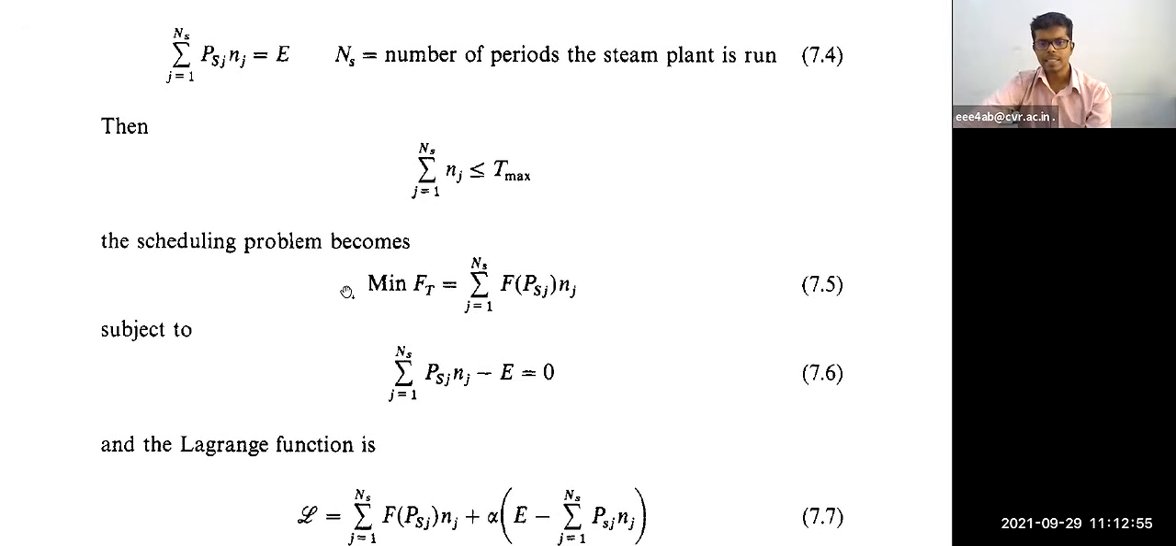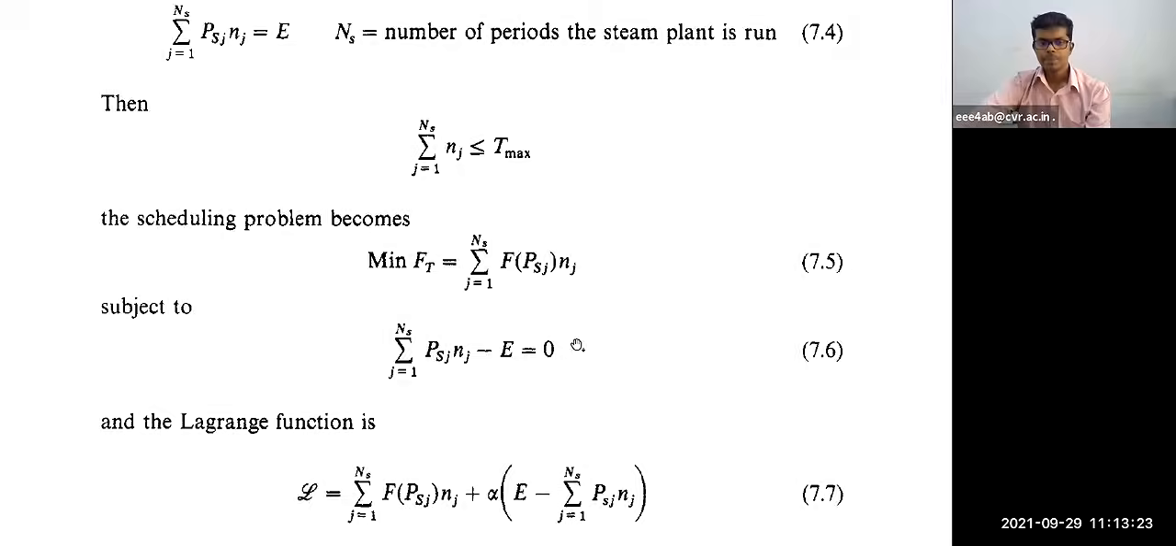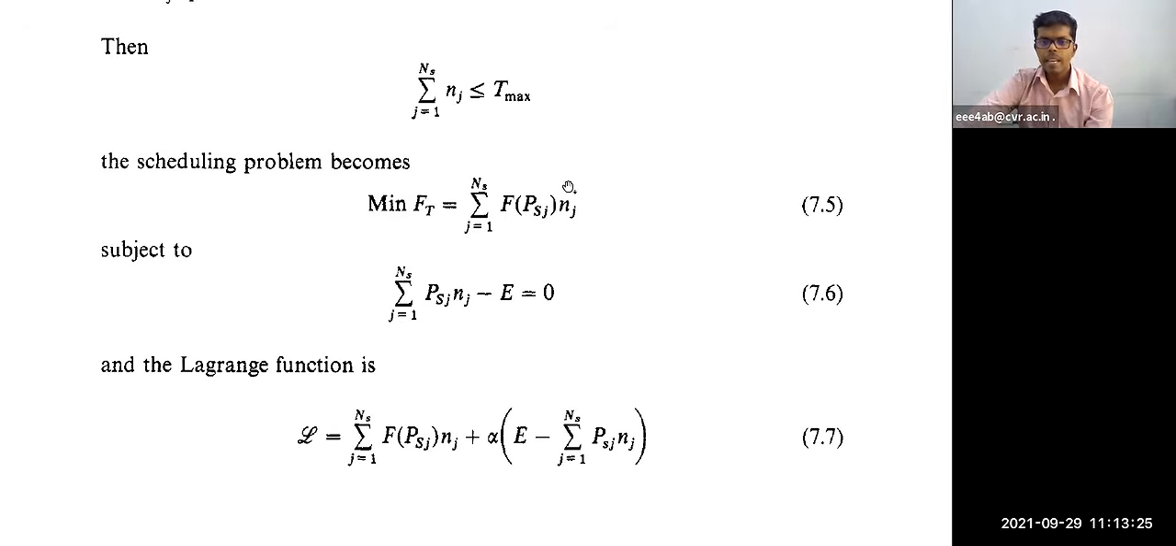We need to minimize the total fuel cost, subject to this constraint. What is this constraint? Subject to the summation J equals 1 to NS of PSJ into NJ minus E equals 0. If you minimize this, then automatically the cost will be reduced. So this is the constraint. Next, we have the objective function as well as the constraint.